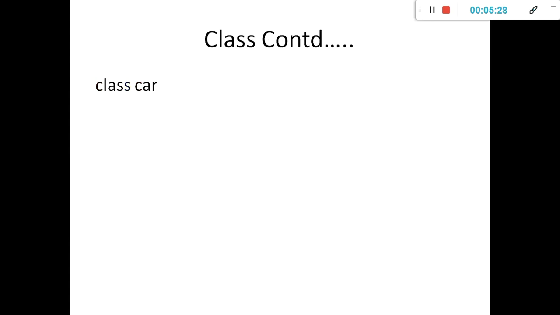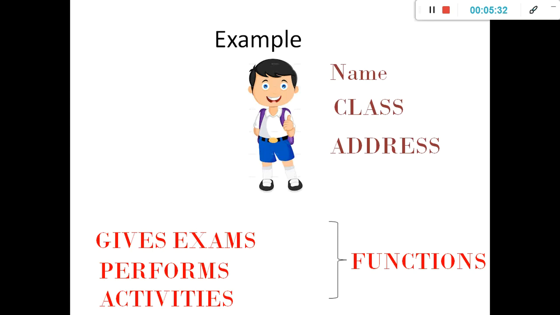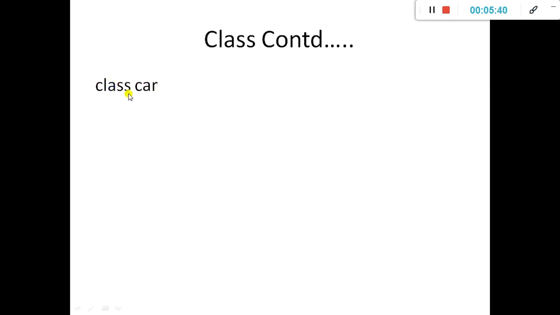So in the computer world, this was an example of what we had seen. But in the computer world, how are you going to implement this real-time entity in the form of classes? So we had seen class. Class is a keyword over here. Car is a real-world entity that we have identified, having a certain set of properties.